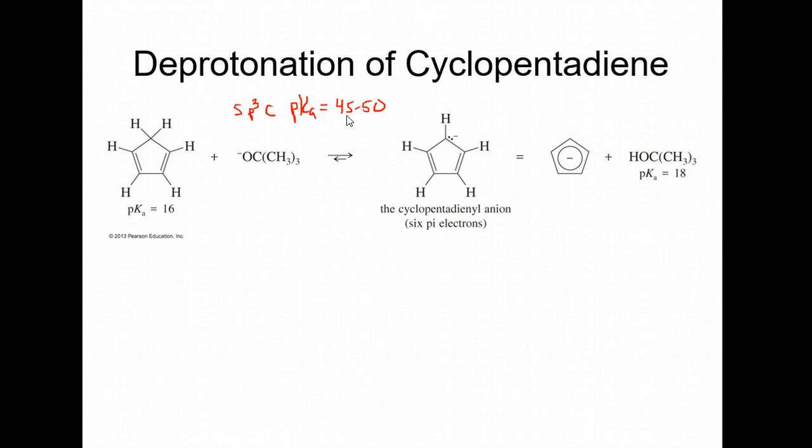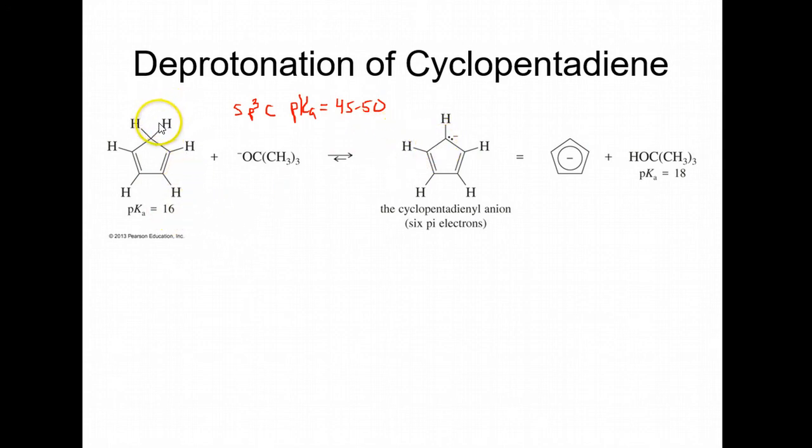I mean, that's huge. Okay, well, why is this sp3 carbon so acidic when I told you a standard sp3 carbon on ethane, let's say, is 45 to 50? Well, it's because it forms an incredibly stable anion. It forms an aromatic compound. Okay, you're going from a non-aromatic compound to an aromatic compound.